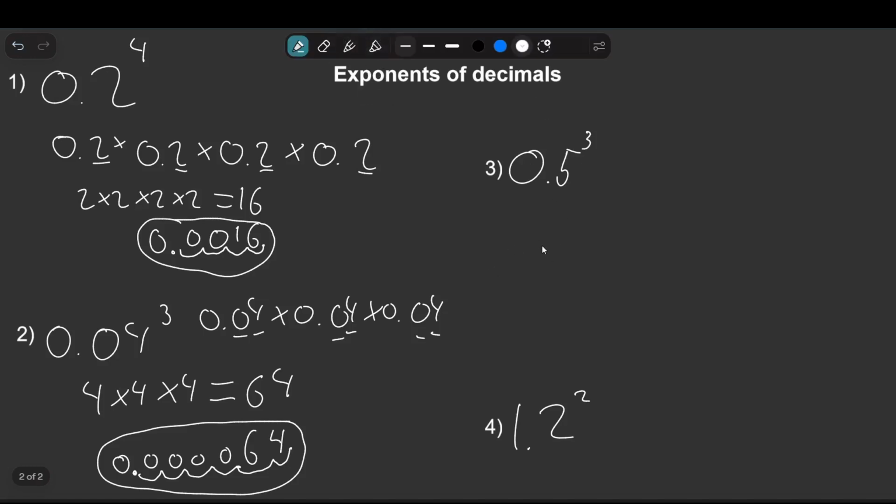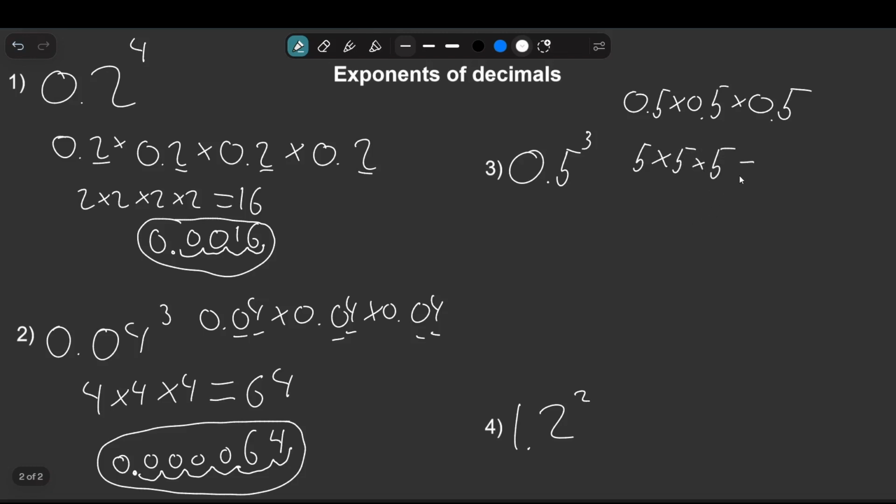We're running out of space a bit, but it's okay. On to the third example. We have 0.5 to the power of 3. So, we have to expand it 3 times. 0.5 times 0.5 times 0.5. Now, we have done this, we're just going to do 5 times 5 times 5.